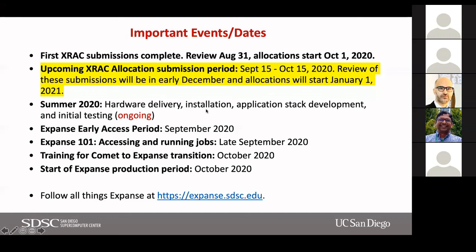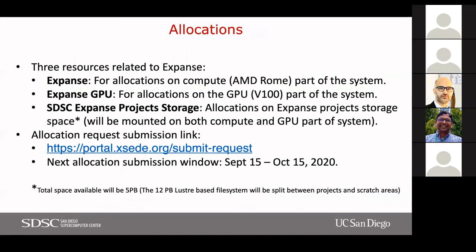Right now, the OS is getting installed and the early system testing is going on. And once we have the system going, we're going to have some Expanse 101 training, probably late September, and then training for transition for Comet users in October. And that's when the production starts too. And this just tells you all the allocation options, and you can go look at the submit page there.